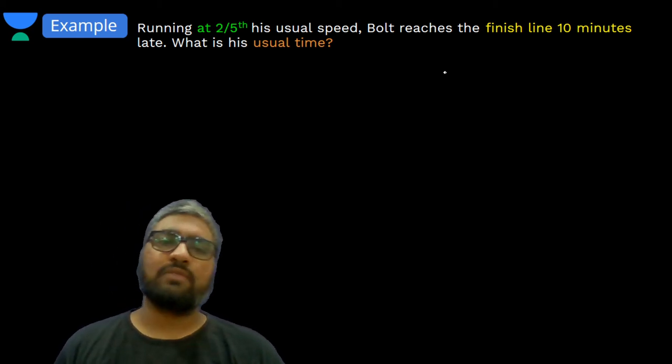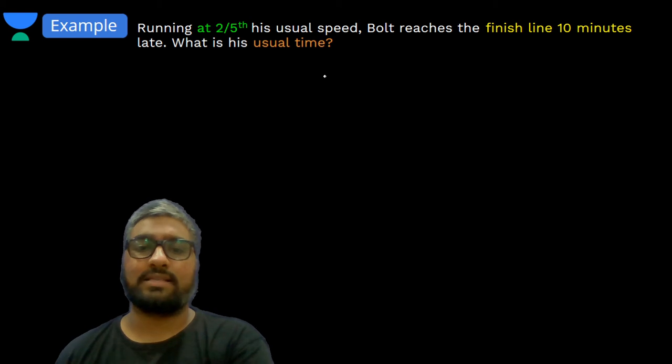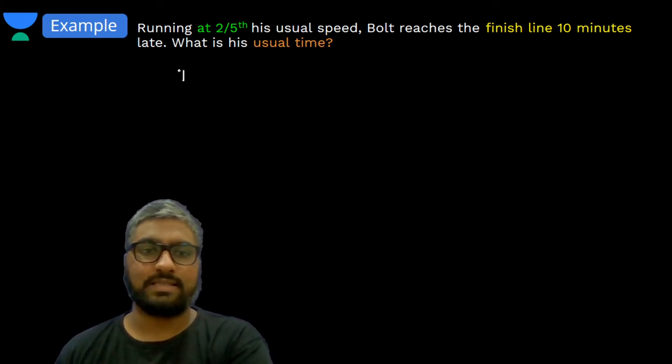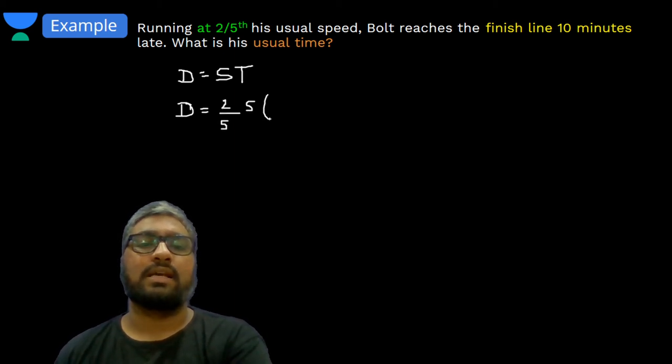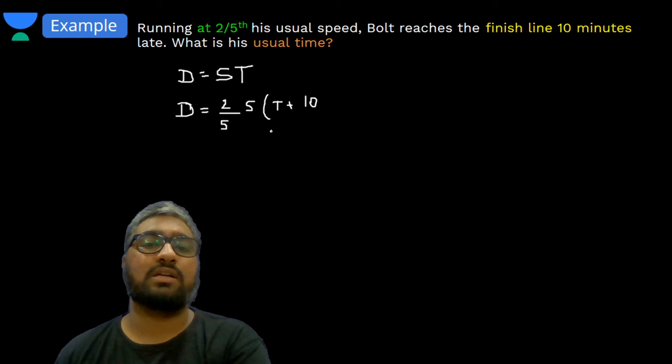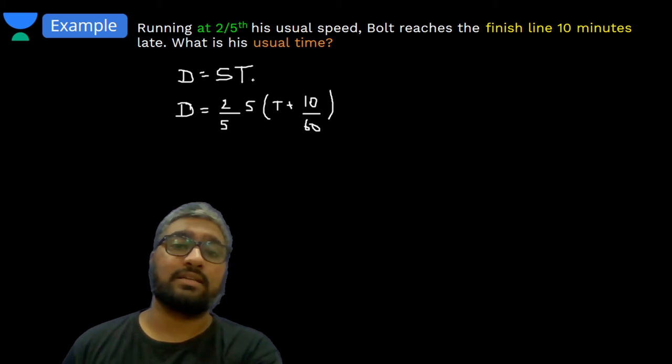So there are multiple ways of dealing with this question. The standard way would be using equations. In both these cases, what will be the distance? The usual distance would be speed into time. This time, the speed becomes 2/5 of the speed, into the time, which is 10 minutes extra. I know that if I use 10 minutes, the speed may not be in terms of kilometers per hour, so I'm going to be careful here and use 10 by 60 in terms of hours.